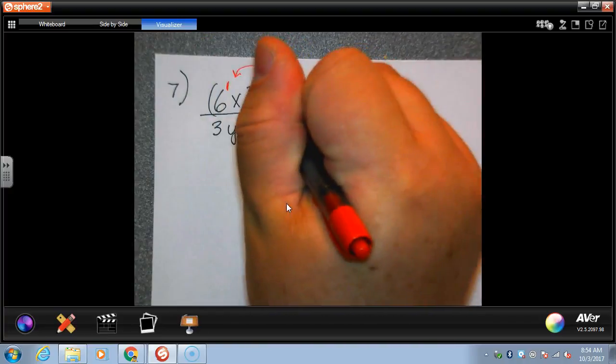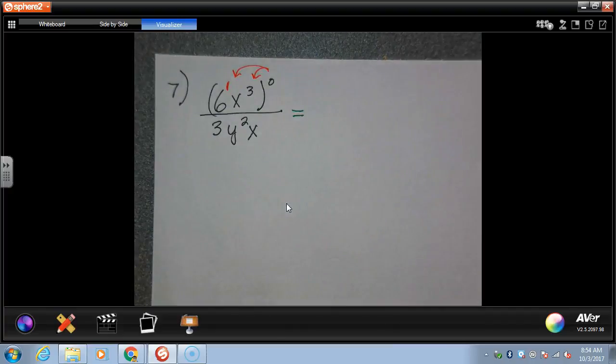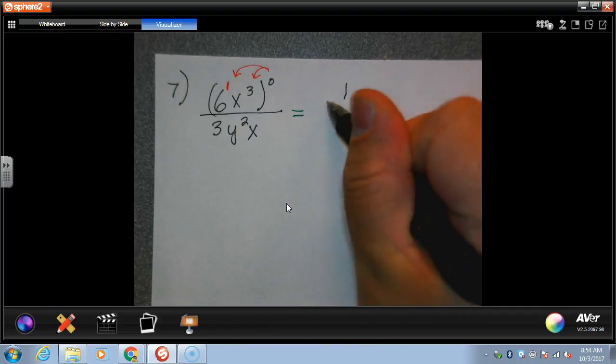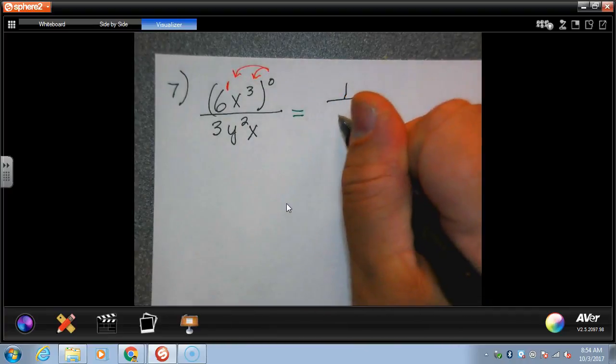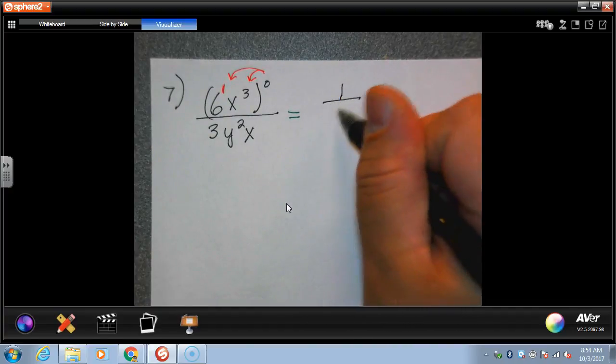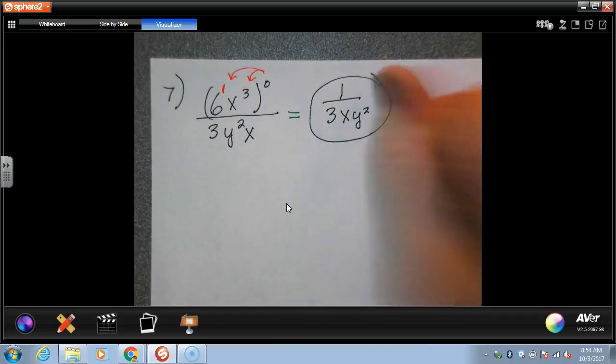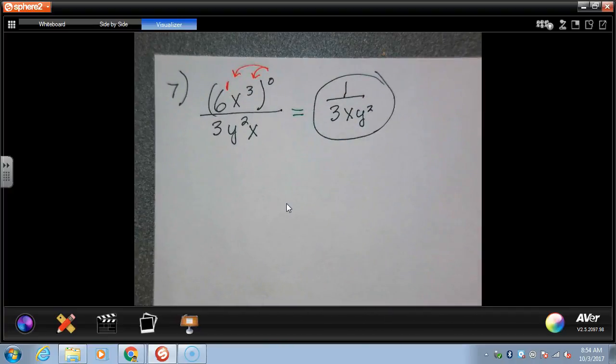Okay, I'm going to have to distribute that. I get 6 to the 0, x to the 0, which is all 1. And I get what? 3xy squared. Questions? Good. Number 8.